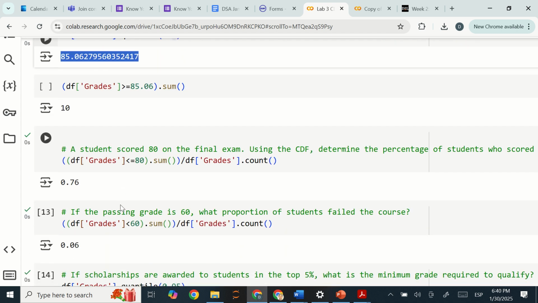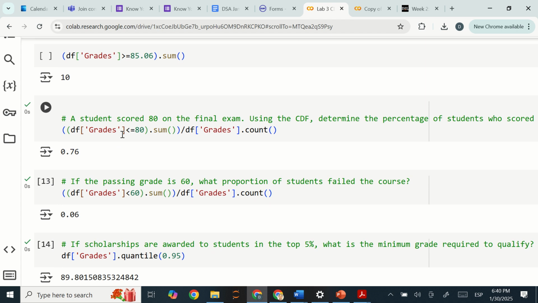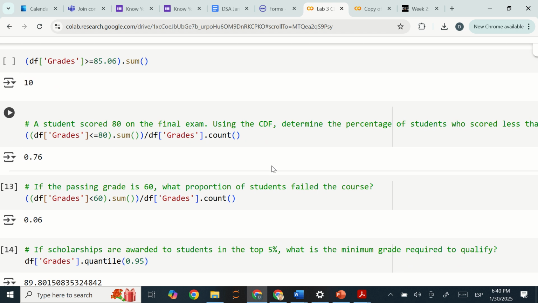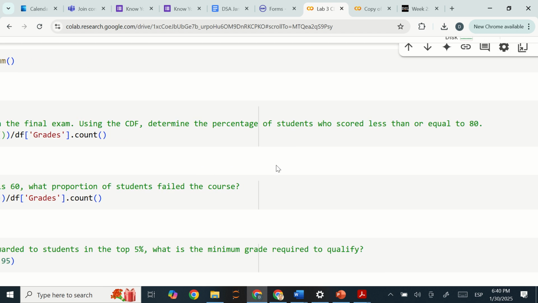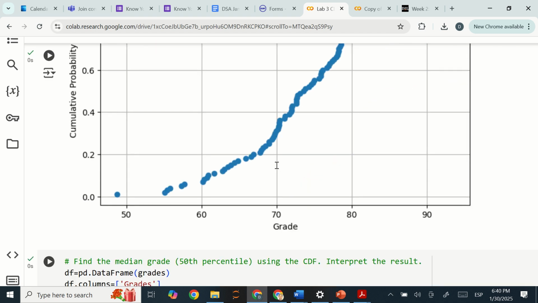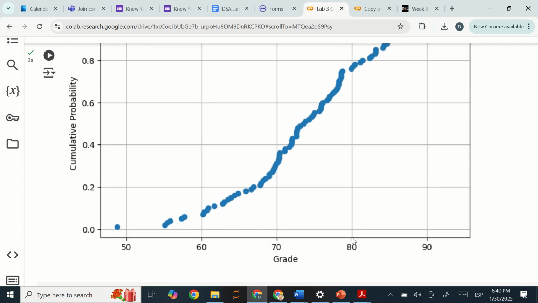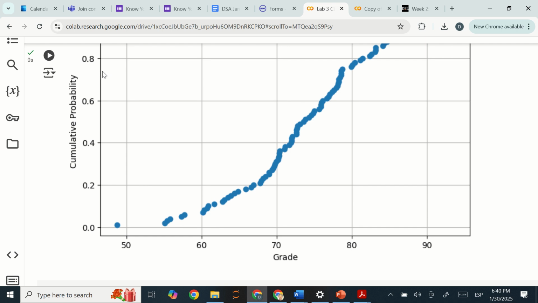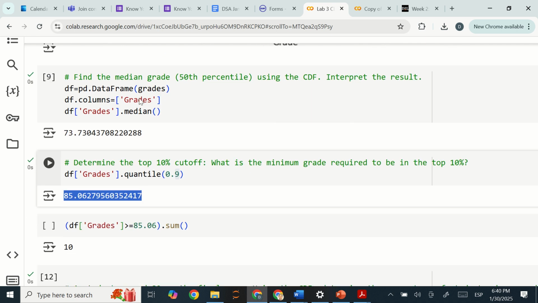The next question is, a student scored 80 on the final exam. Using the CDF, find the percentage of students who scored less or equal than 80. Less or equal than 80. So this is 80, right? You go here, it's like 0.70 something, right? The probability will give you the percentage of students.